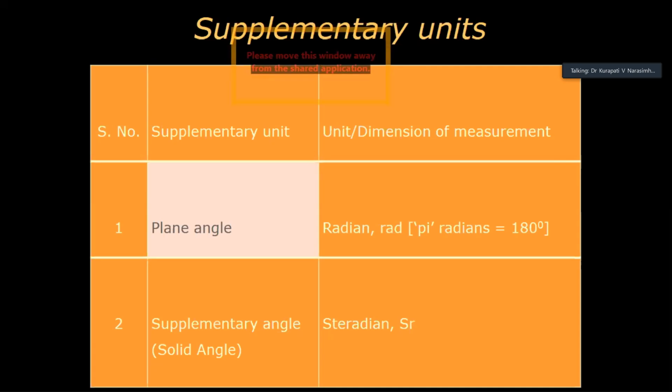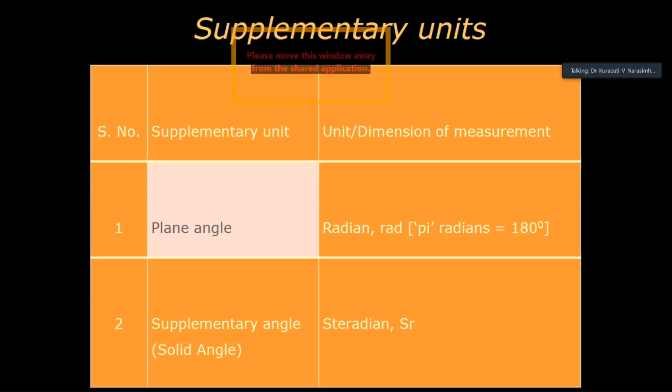Incidentally, this pi value is not an exact value. So 22 by 7 is an approximate value. And now the mathematicians for the past say 200 years or more, maybe several hundred years, have been trying to find out the exact value of pi, but they are unable to do so till date. So for our purpose we take pi as 22 by 7 or 3.14156, something like that.